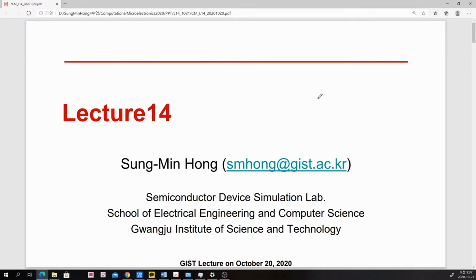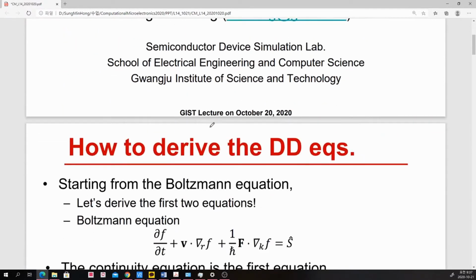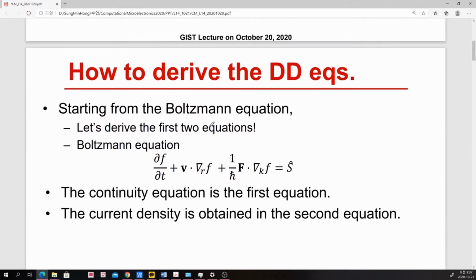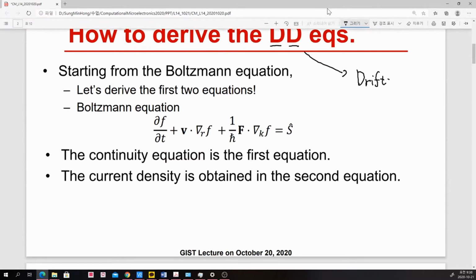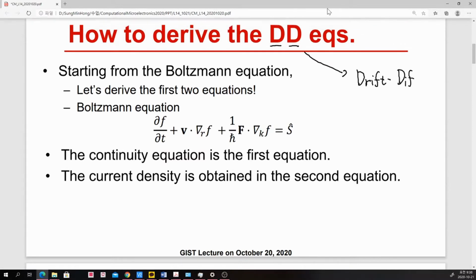Okay, so let's go to our lecture contents. Our eventual goal is to derive the drift diffusion equation. Here DD is drift diffusion equation.